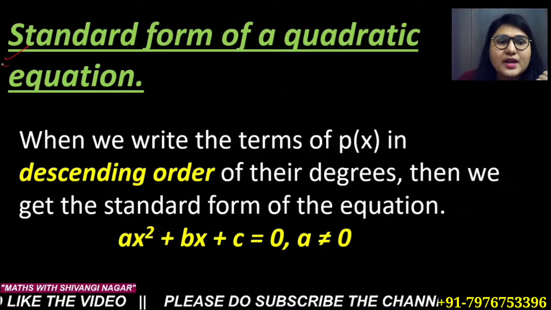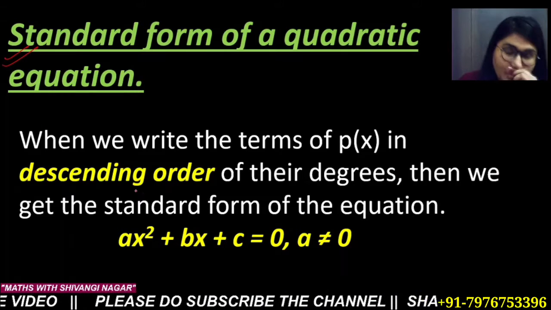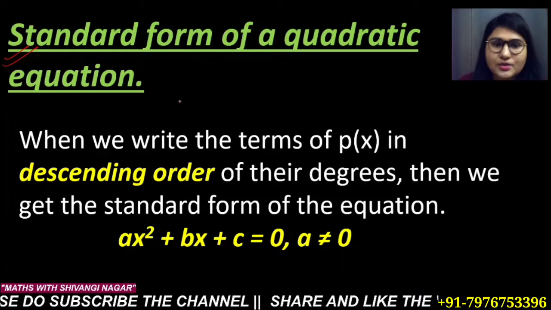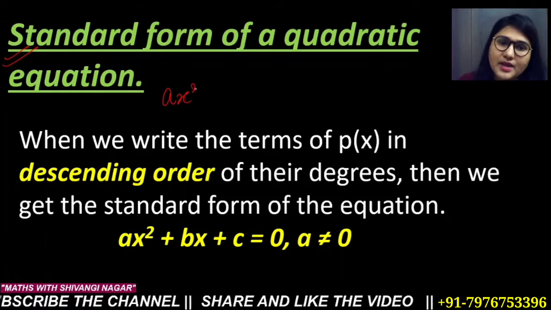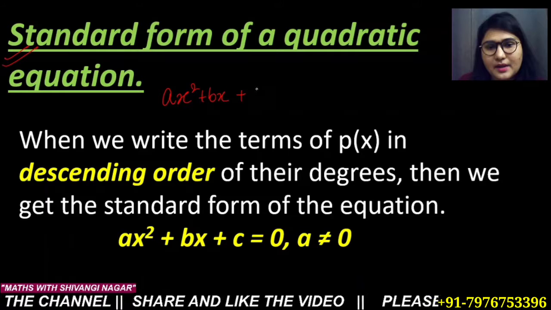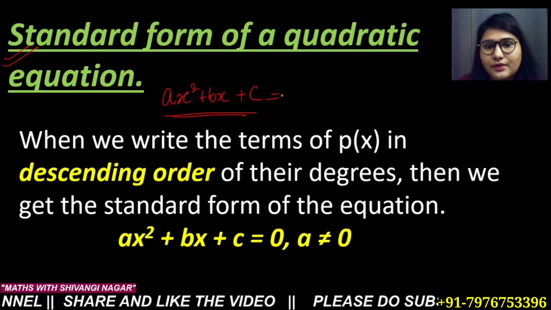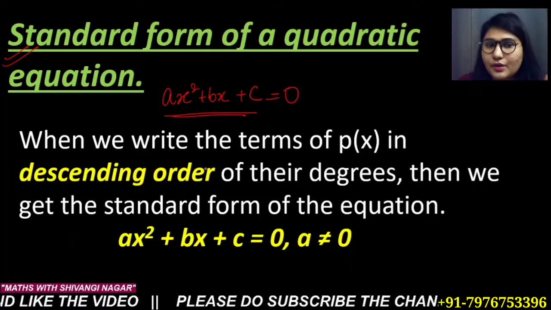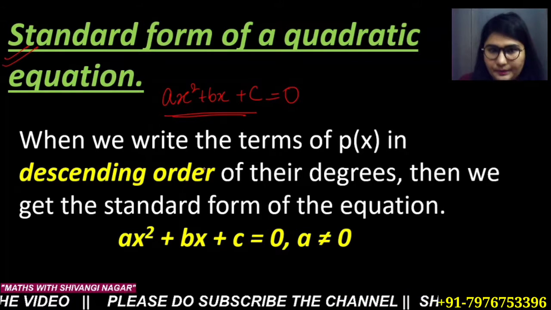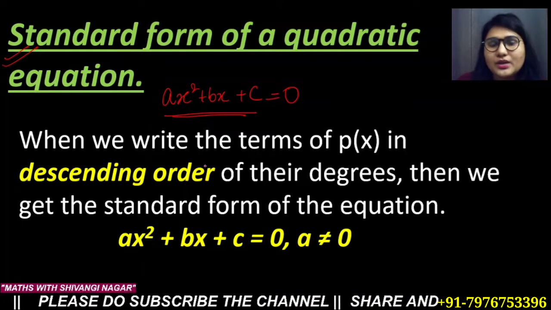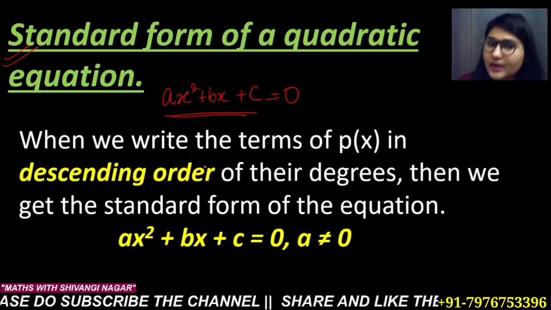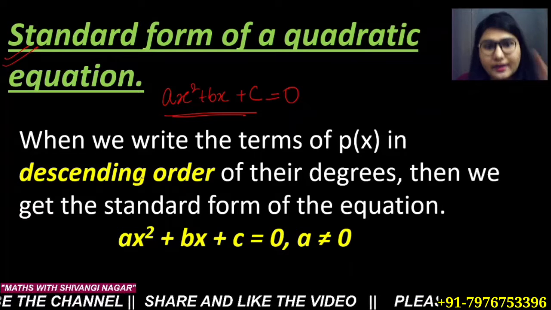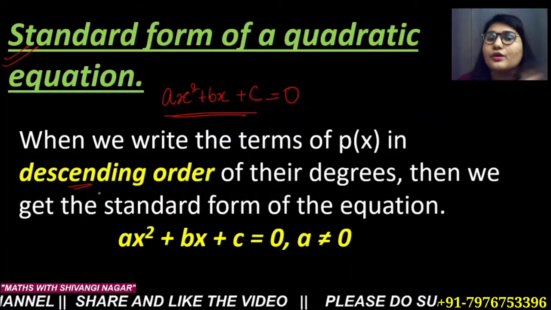Now, we will discuss the second term related to the quadratic equation, that is, the standard form of a quadratic equation. Just now we have discussed the standard form is ax square plus bx plus c. So this is the standard form of the quadratic equation. Now, why is it the standard form? Any equation can be written in the standard form only when the terms are arranged according to the descending order of their degree.